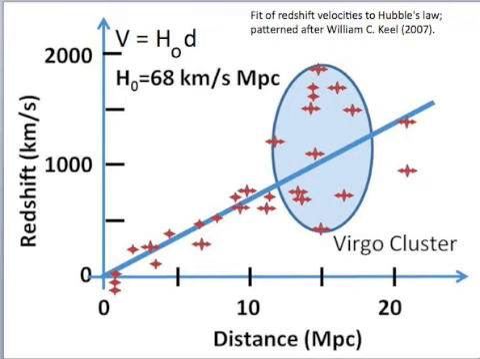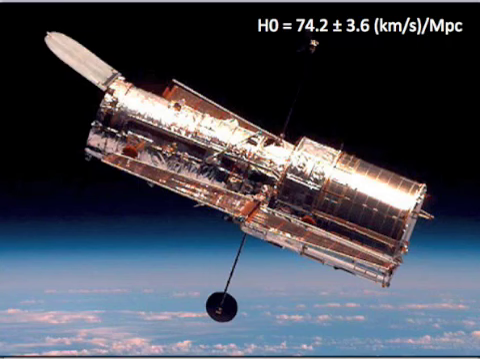The galaxies in the Virgo cluster on this diagram are impacted by each other's gravity and don't necessarily fit that linear relationship. Data from the Hubble telescope was used very recently, in 2009, to give us a value for the Hubble constant of about 74 kilometers per second per megaparsec.